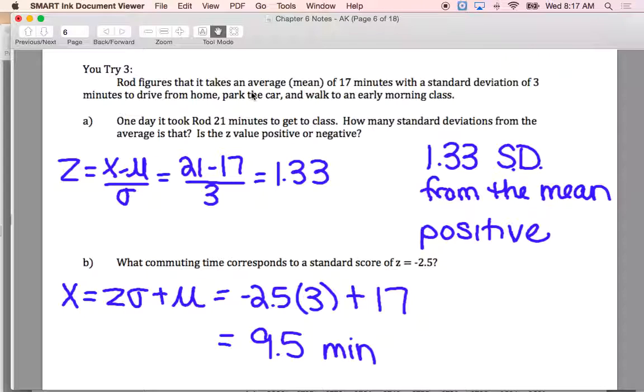So now if you would put 9.5 in for x back in the z formula, you're going to end up with a z value of very close to negative 2.5. So you can always go back through and check yourself when you solve for x, plug it back into the z, and make sure that you get the z that they gave you.